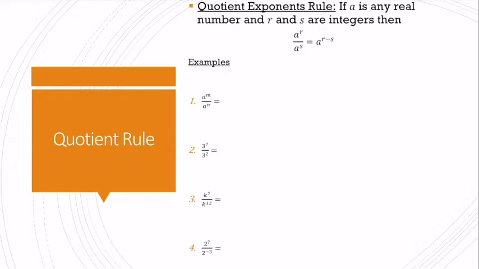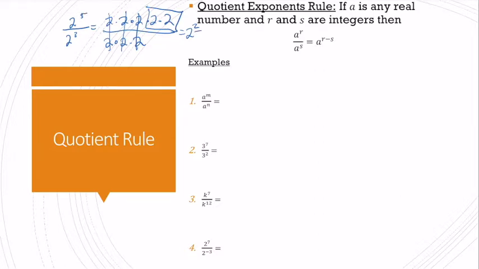If I had 2 to the 5th over 2 cubed, that means I have 2 times 2 times 2 times 2 times 2 in my numerator and 2 times 2 times 2 in my denominator. This 2 is going to cancel, so is this one and this one. That leaves me with 2 2's. So my answer would be 2 squared. Well, 5 minus 3 is 2. So that's why this rule works.